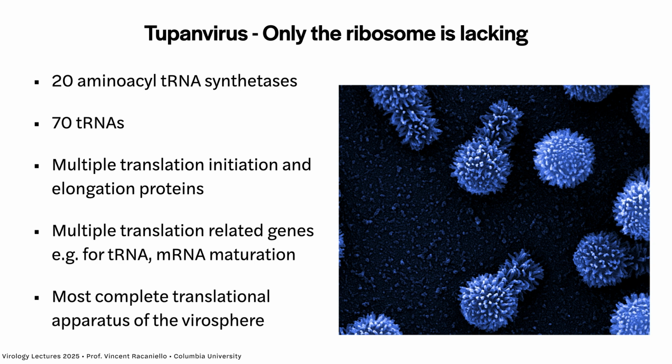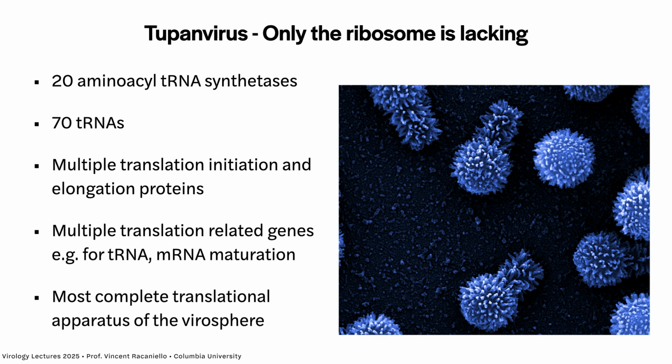Now, this is an interesting giant virus. Remember, I told you the other day that not too long ago, we discovered really, really big viruses. They're called giant viruses. And this one is cool. It's called Tupanvirus. And that's an electron micrograph of it. Of course, it's colorized, but it's very pretty, I think. This one encodes 20 aminoacyl tRNA synthetases, right? The enzymes that couple specific amino acids to tRNAs.